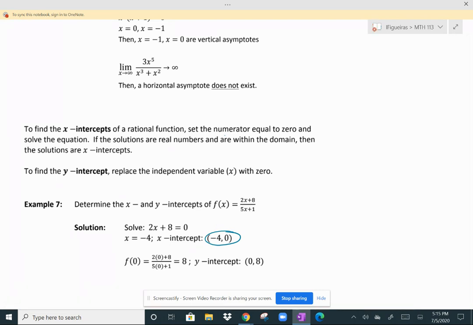So to find the y-intercept, that's when you let x equal 0. And if I plug in 0, you get 8 over 1, which is 8. So your y-intercept is (0, 8).